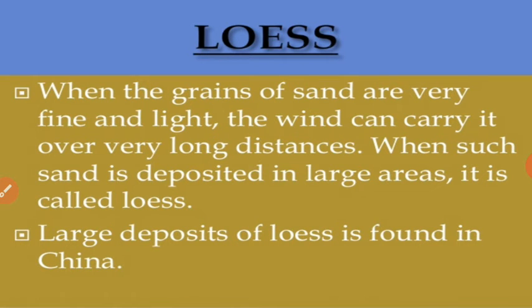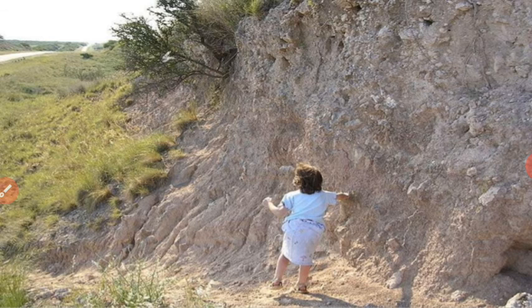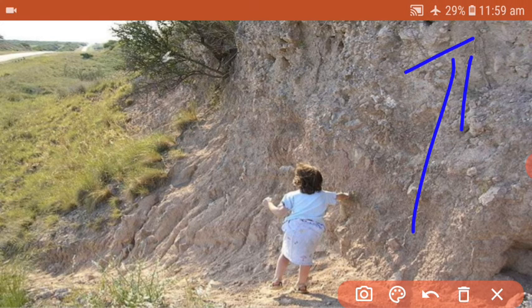Next we have the loess. When the grains of sand are very fine and light, the wind can carry them over very long distances. When they are very fine and also very light, they can travel long distances with the wind. And when such sand is deposited in large areas, they are known as loess. You can find a large amount of loess in China. So here you have the picture of loess, as you can see.